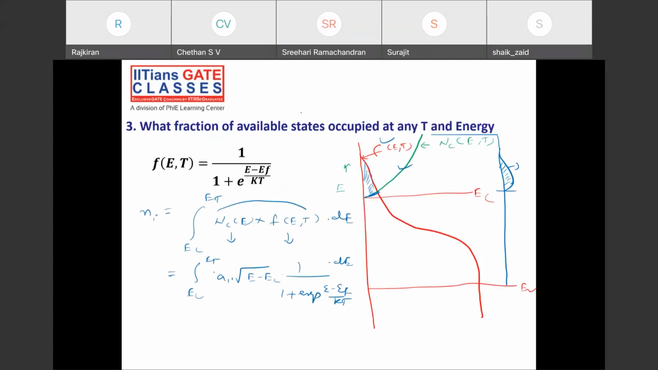Why? Because if you go above and above, after a certain point the probability is already 0. So even if you take infinity or a little bit more, that doesn't matter. Suppose this is E top. After E top, there is no probability of having an electron. So even if you take infinity, it doesn't matter to you.